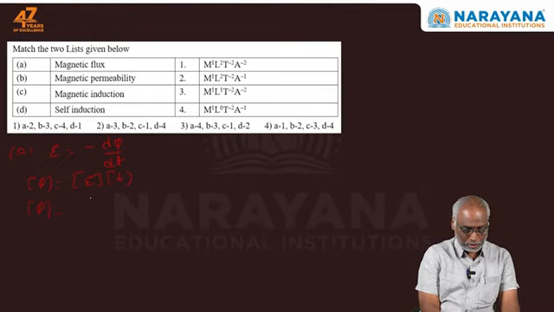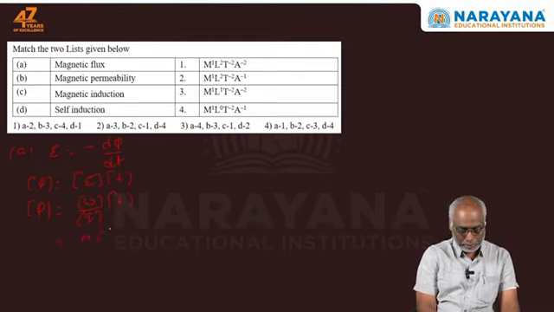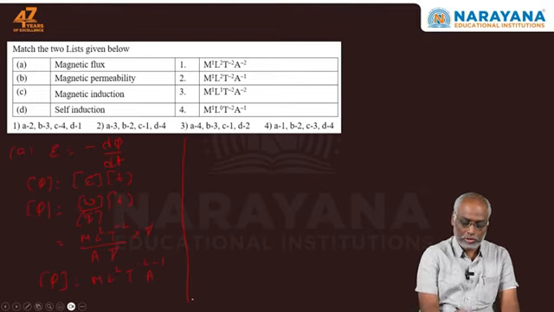Dimensional formula for flux is equal to, this EMF is nothing but work done per charge, into time. The dimensional formula for work done is nothing but M L square T power minus 2. Charge is nothing but current into time. So the dimensional formula for flux is equal to M L square T power minus 2 A to the power of minus 1. So this option A matches with 2.